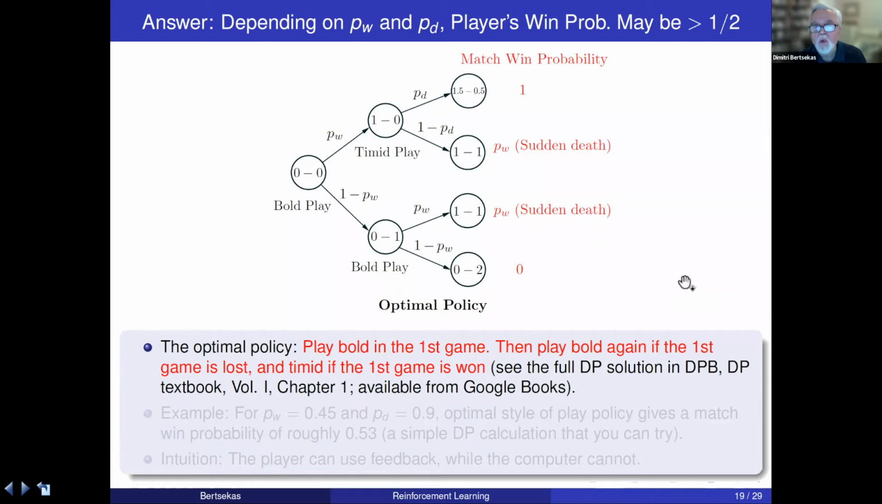Who wants to say something? Can you comment on what you think the optimal solution is and why? And is it possible to have the player have a more than 50-50 chance of winning the match, even though it's a worse player?